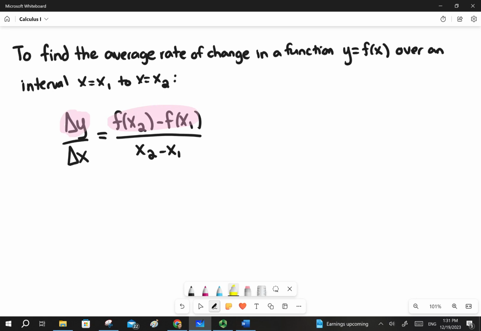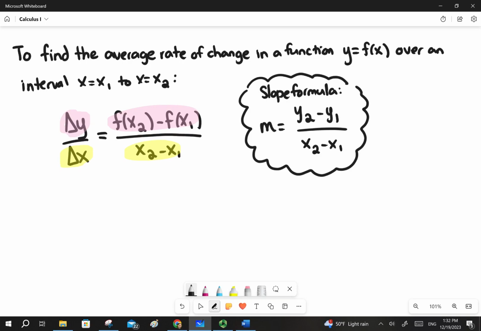Remembering that f of x1 and f of x2, those are the outputs, those are the y values. So when we subtract them, we get the change in y, which we're calling delta y. And if we subtract the x values, we get the change in x, which we're calling delta x. If this reminds you of the slope formula, m equals y2 minus y1 over x2 minus x1, you're right. This is the exact same process. And in fact, the direct connection between slopes and rates of change is a crucial concept in calculus.